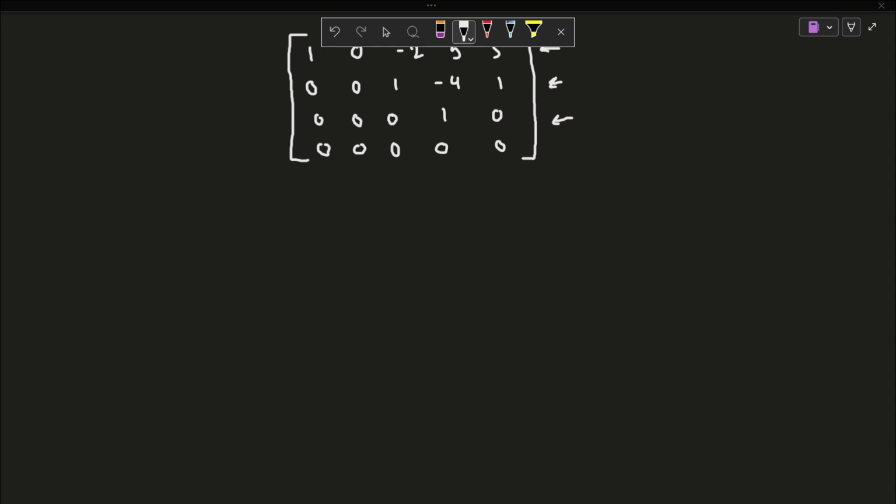Obviously, since most matrices are not going to be in row reduced form, you need to get them into row reduced form. And this isn't going to change your row space because they are elementary row operations when you're doing this.